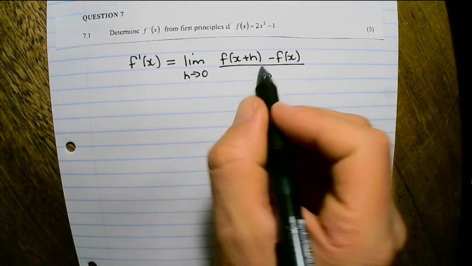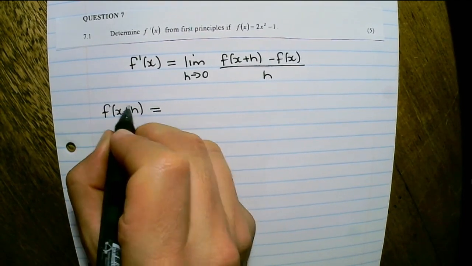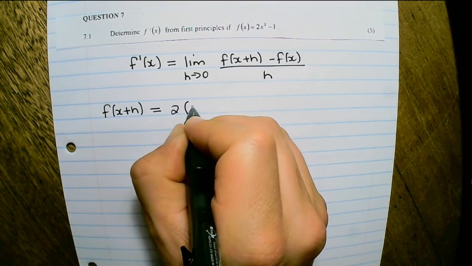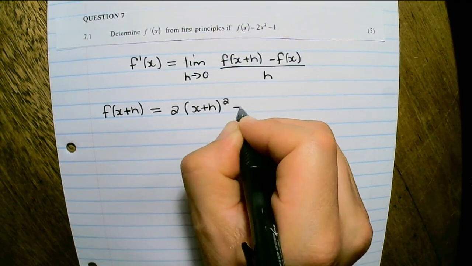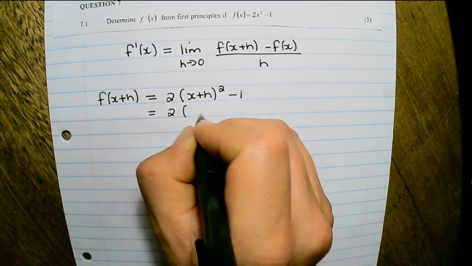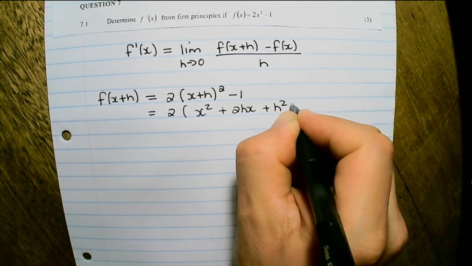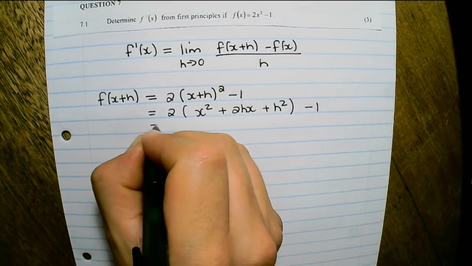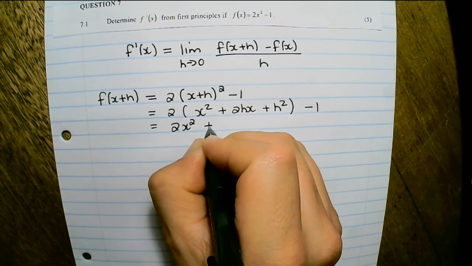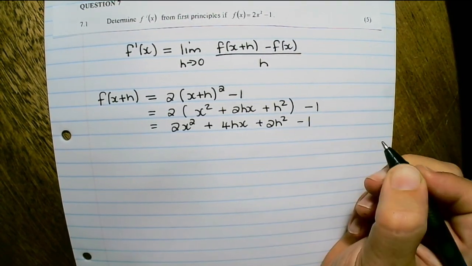So before we use the formula, let us find f(x + h). What this means is that we will replace x with x plus h. So it will be 2 times (x + h) squared minus 1. If I multiply out, it will be 2 times (x squared plus 2hx plus h squared) minus 1. Now I'll multiply 2 with this trinomial, so it'll be 2x squared plus 4hx plus 2h squared minus 1.